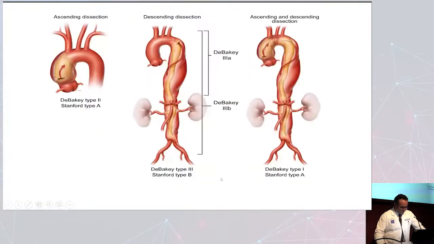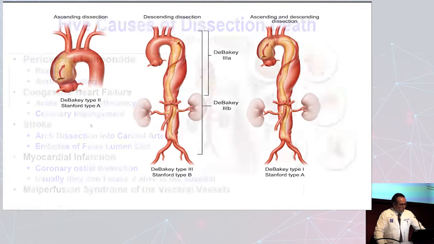All right, so just going back to remind everyone about the classifications. We use the Stanford classification, sometimes, you know, Stanford B, medical management; usually Stanford type A, either way a type two or type one. Usually we treat the type ones and type twos in the OR.